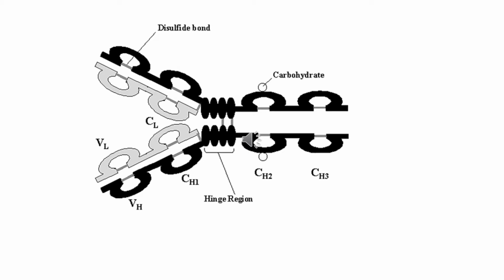All immunoglobulins have a four chain structure as their basic unit. They are composed of two identical light chains and two identical heavy chains.